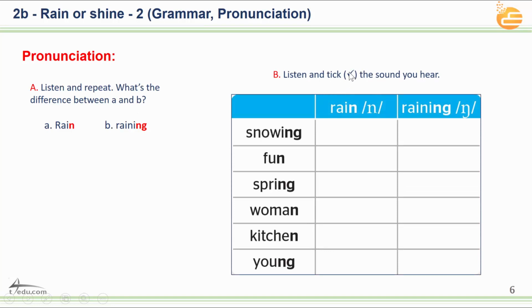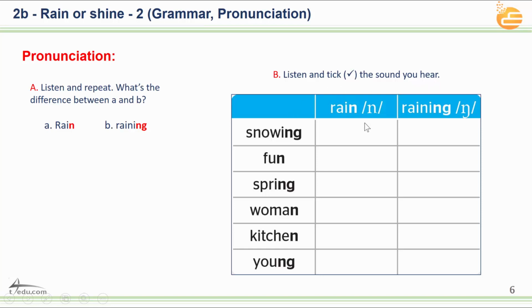Very nice. Okay, let's go to the next. B. Listen and tick the sound you hear. So we have these six words. Some of them end with the sound n, and some of them end with the sound ng. I want you to hear each word. When you hear the n sound, you will tick at this column. When you hear the sound ng, just like raining, you will tick at this column, okay? So this is for rain, and this is for raining. Listen, everyone.